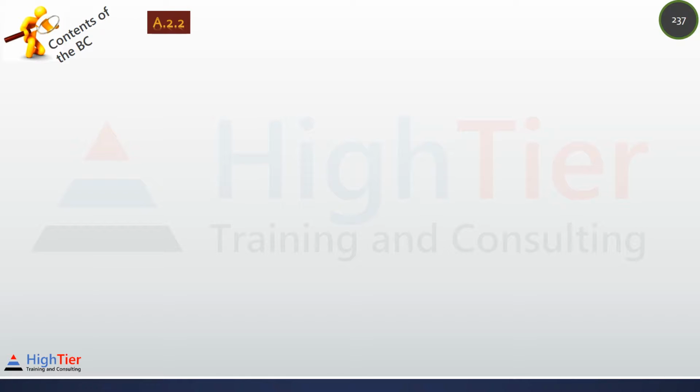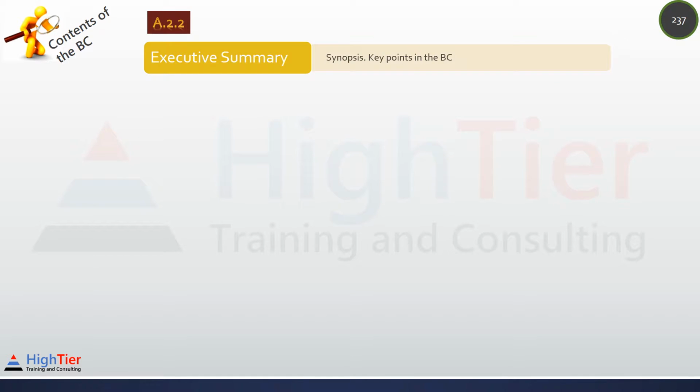It is important to understand what information to put in the business case. If the information in the business case is incomplete or incorrect, the decision made will be incorrect. So, let's have a look at the contents of the business case. Executive summary. This is the synopsis. Key points for the upper management, which should include important benefits and the return on investment.